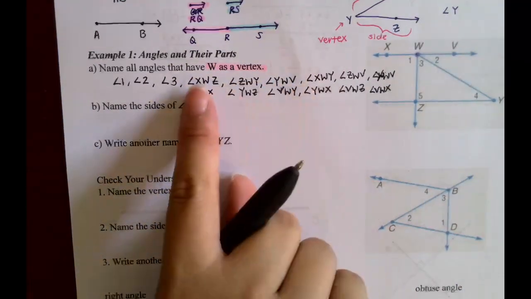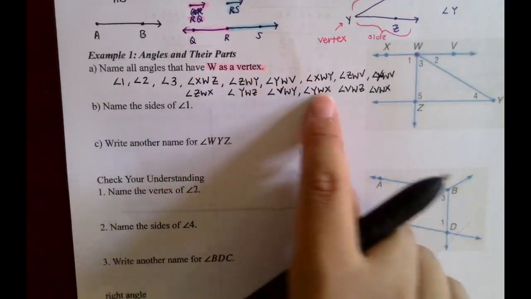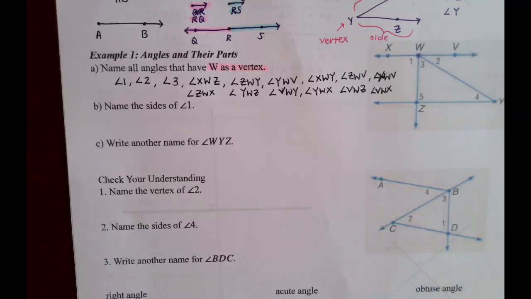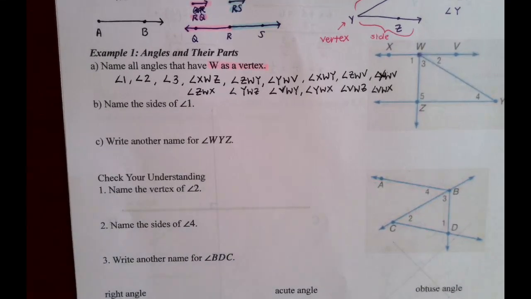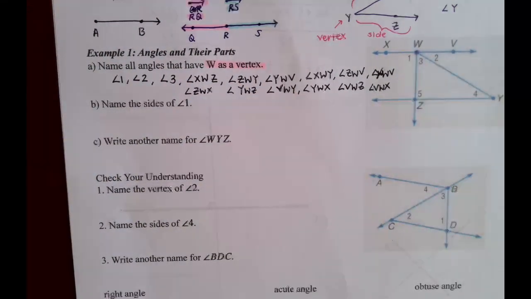Technically, I didn't have to rename 1, 2, and 3 with their letters, and I didn't have to do the other ones since we know which ones we're talking about. Keep in mind, though, that none of these I labeled as angle W. The reason why is because that would be unclear about which one of these I'm talking about, because all of them have W as a vertex.